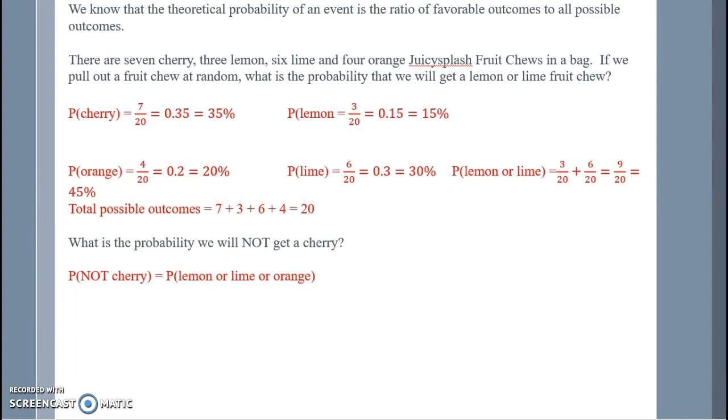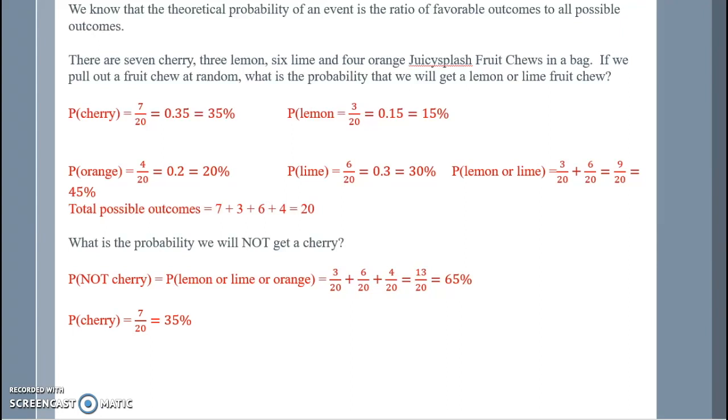What is the probability we will not get a cherry? So we want to know the probability of not cherry. So that would be the probability of a lemon or lime or orange. So then I can add their probabilities together. Lemon is 3/20 plus lime is 6/20 plus orange is 4/20, for a total of 13/20, or 65%.